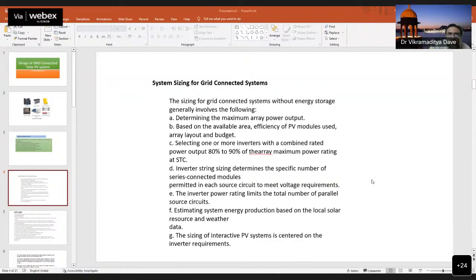The sizing for a grid connected system without energy storage involves the following. You have to determine the maximum array power output. Once you have determined the maximum array power output, then you have to find out how much area is available to you.